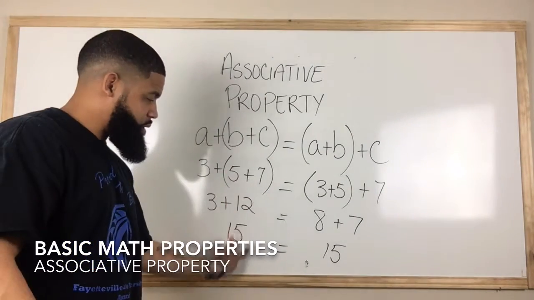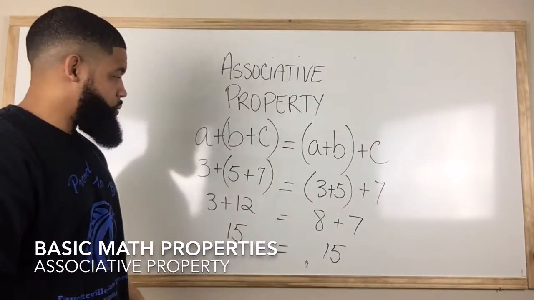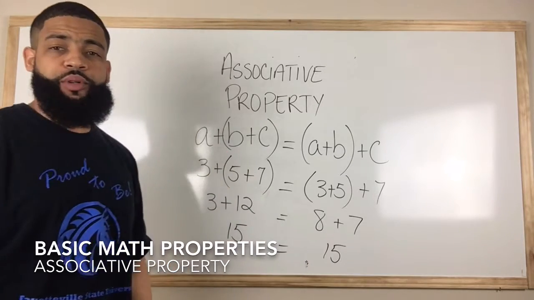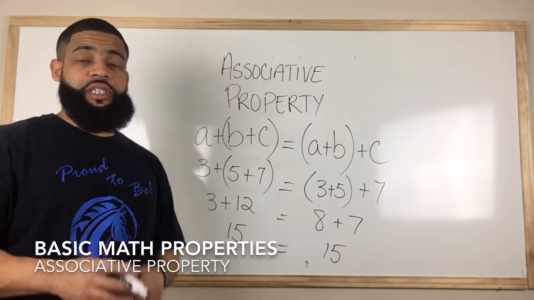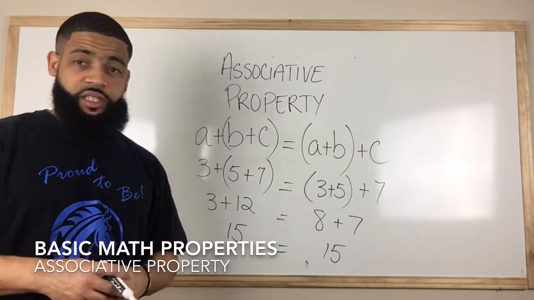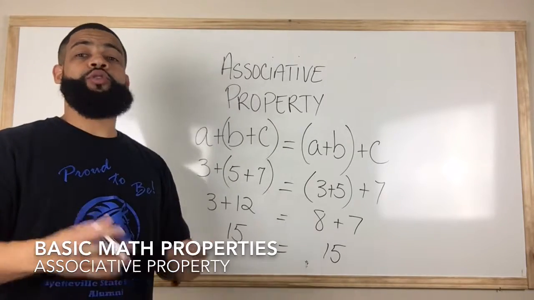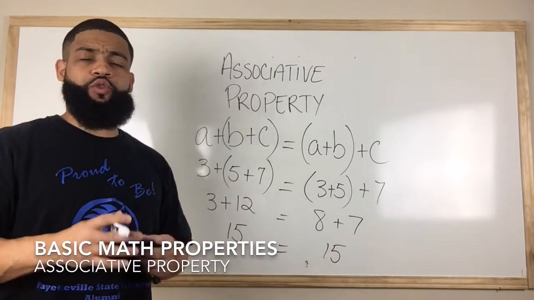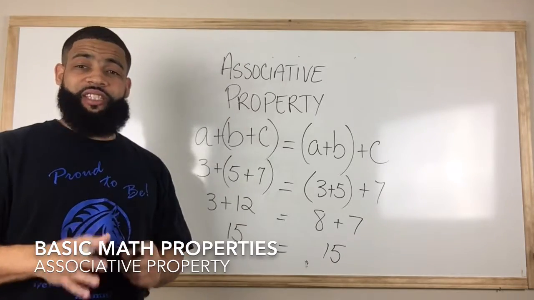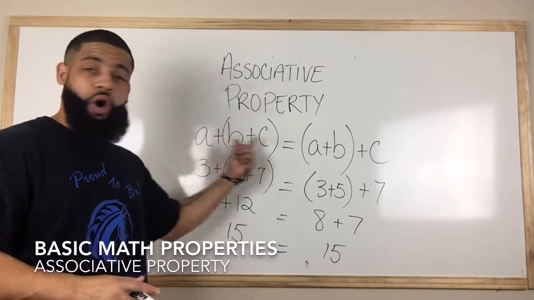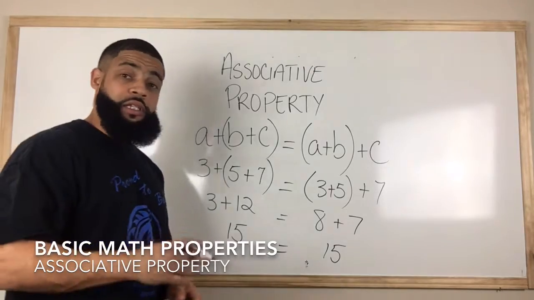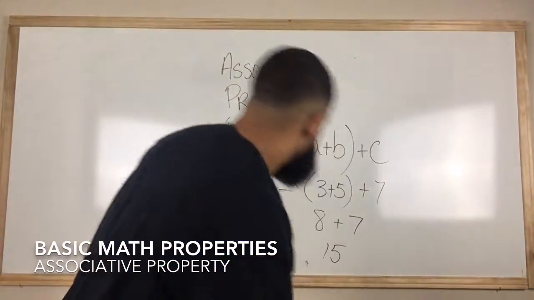And we can also read these vertically as well. So this is the associative property of addition. And basically what it says is, if I take the sum of three numbers or even more numbers, the way that I group those numbers will not change the sum as long as it is all addition. Now let's go into the multiplication side.